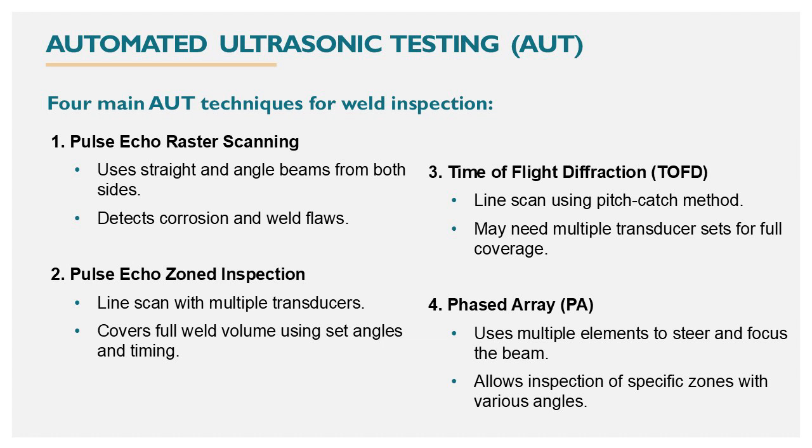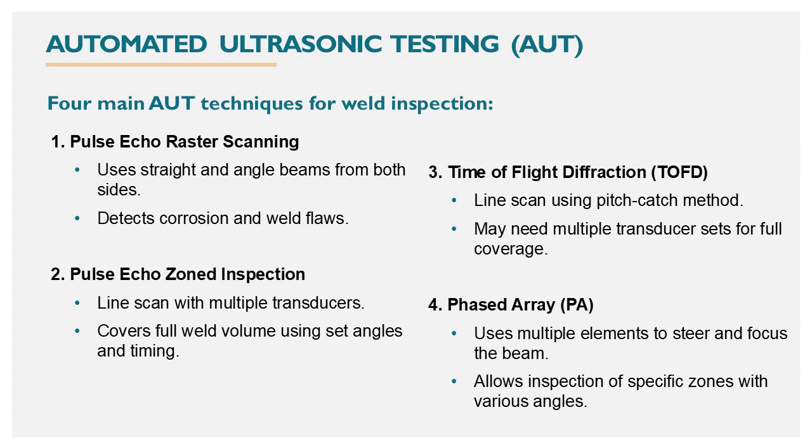Automated ultrasonic testing or AUT. There are 4 main AUT techniques for weld inspection. Number 1 is pulse echo raster scanning. It uses straight and angle beams from both sides. It detects corrosion and weld flaws.